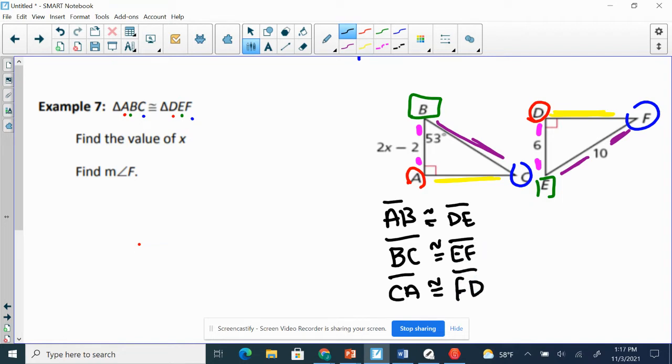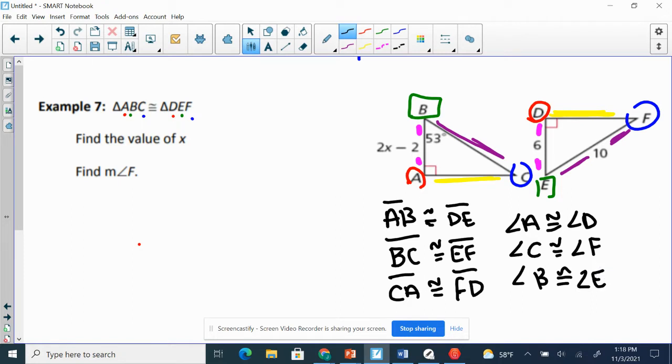Then our angles, angle A is congruent to angle D. Angle C is congruent to angle F. If you do have colors, I highly recommend it. I'm not doing this just for fun, it really does help, because we all know that we'll start to do a math worksheet and all of a sudden just get sidetracked. But once they're colored, if anything happens, you can come straight back to it and jump right back in.